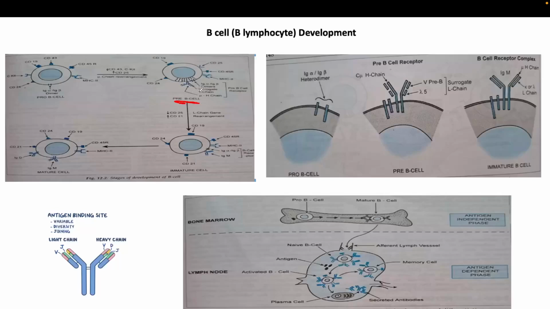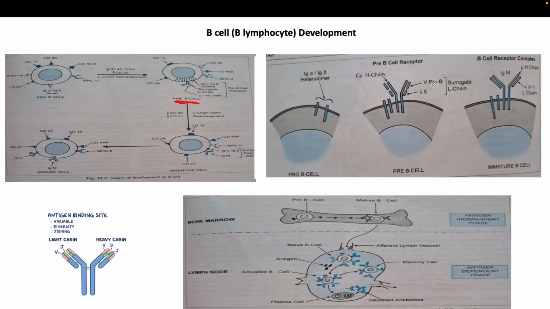In that stage it is called the surrogate L chain. Here you can see in a larger view, this is the pro B cell where only the immunoglobulin alpha and immunoglobulin beta dimer is present. Then the heavy chain rearrangement takes place, which is a mu type of heavy chain, meaning it will give you the IgM antibody. After that, in the pre-B cell the heavy chain rearrangement is completed and the light chain rearrangement has just started, so it is not completed yet.